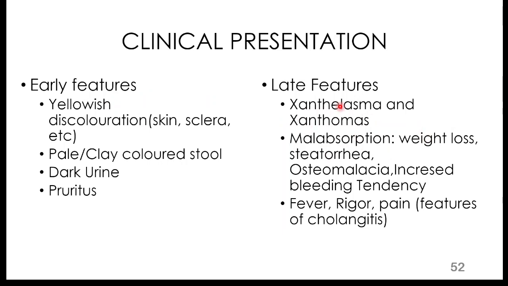Now we have xanthelasma and xanthomas, from the deposition of lipid in the eyes. Then for malabsorption, there might be weight loss and steatorrhea. Steatorrhea is when the stool is excessively fatty, because the fat in the meals is not digested, and so there is passage of fatty stools. All right, osteomalacia, increased bleeding tendency, fever, rigor, and pain, which are features of cholangitis.